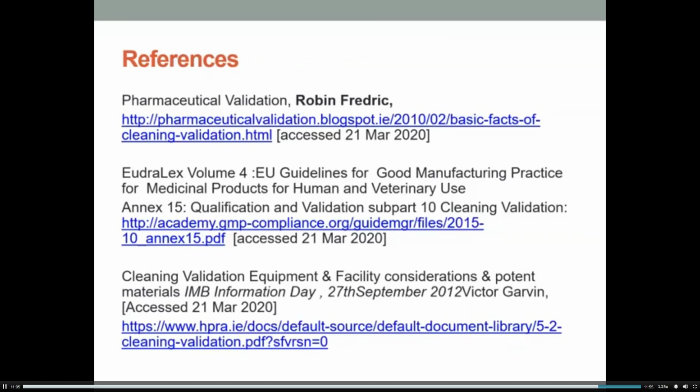Here are a couple of references of interesting articles and sites that you could have a look at in relation to cleaning validation. An area of particular interest is to have a look at the EudraLex Volume 4, the Medicinal Products, Annex 15. If you look at Subpart 10 there's a lot of detail in relation to cleaning validation, and it's well worth having a read of. They will be in your appendix section attached to this document.